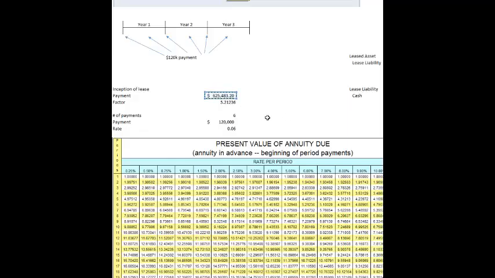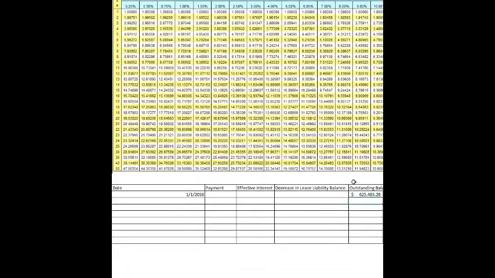We recorded a lease liability of $625,483.20. So that was the outstanding balance of the lease. And then on that same date, we made a payment of $120,000. At that point in time no interest was accrued because we just entered into the lease, so the entire amount of that payment reduced the lease liability. So the liability started at $625,483 and was reduced by the $120,000, and the outstanding balance as of that day is $505,483.20.